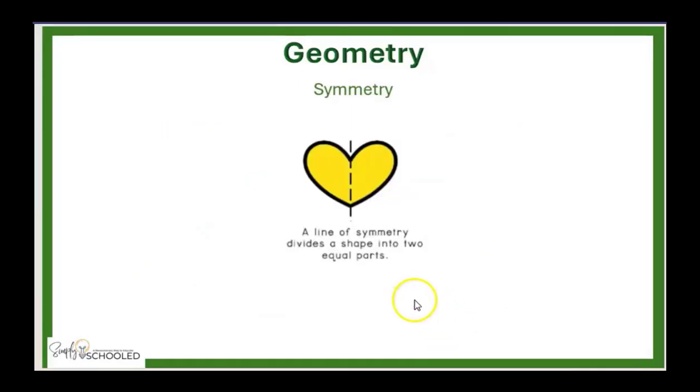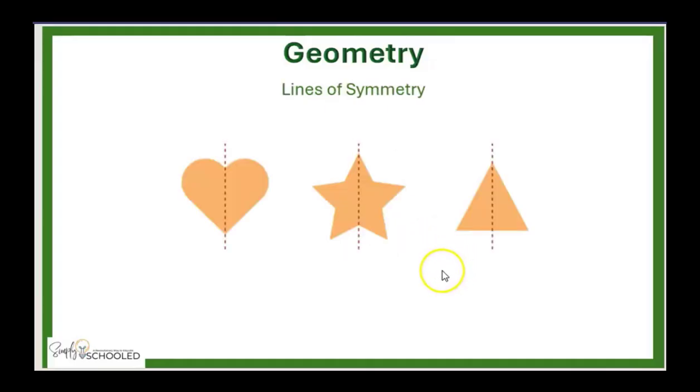Symmetry. A line of symmetry divides a shape into two equal parts. It means this shape is exactly the same as this shape on the other side of the line. That is what we call a line of symmetry. Here are some examples. If you see this line going down this heart, both sides look exactly the same. The same with this star and the same with this triangle. These are lines of symmetry.